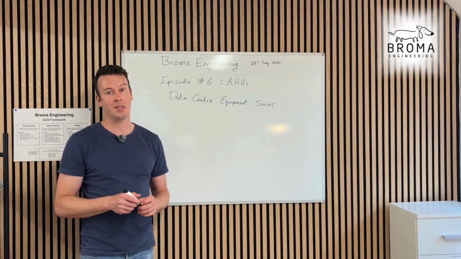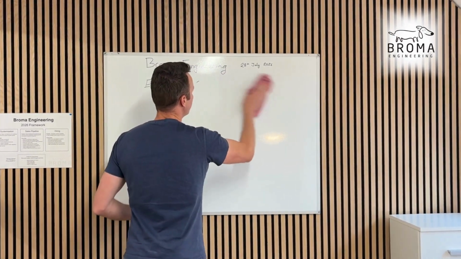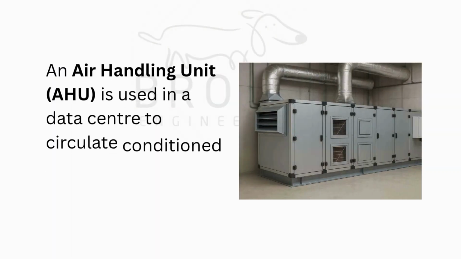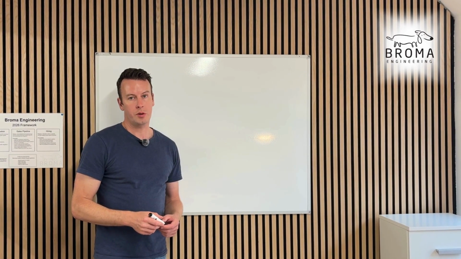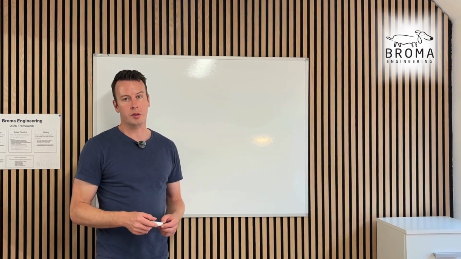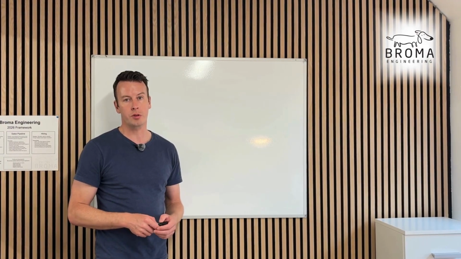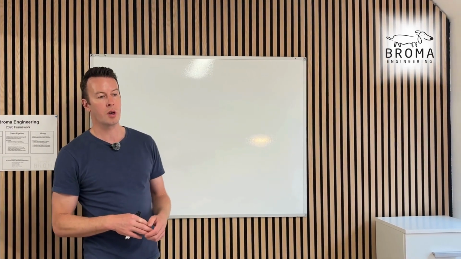Welcome to today's episode. Okay, so what is an AHU? An AHU is an air handling unit, and it's used to push air through the white space or the data hall, and it usually cools the air as well. I'm not going to go into how an AHU works in this episode because there are plenty of videos on that on YouTube. Look one of them up if you want to know how it works, and I recommend you do know how it works.